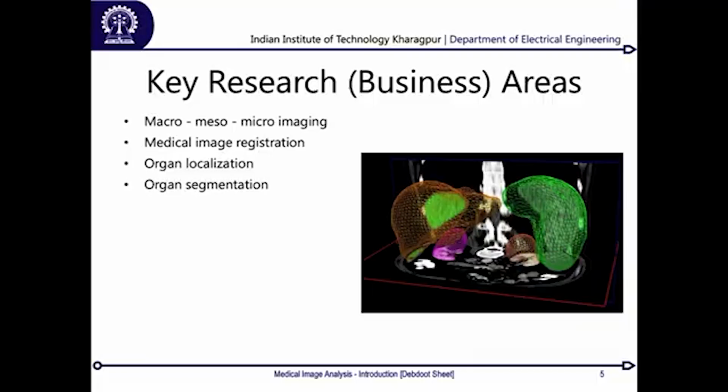So once your localization has been done, you can segment out so that you can give the volume information, the surface information. And if you have live imaging going on, as in CT angiography or MR angiography, where you have very fast scanning so that you can see organs in motion, you can actually look at how the organ is expanding and contracting, whether all expansions and contractions are isotropic or non-isotropic.